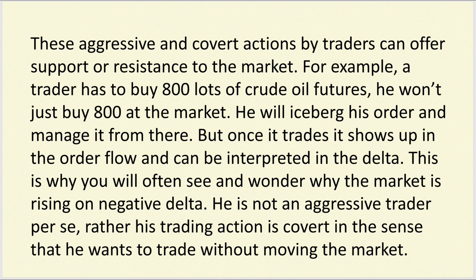That's how a delta can be negative and the market rising, because what's happening is you have aggressive sellers selling into his iceberg bid, and it's registering as an aggressive selling action, even though the buyer is being aggressive in the sense that he's got a lot to buy, but he's hiding. He's not trading in an aggressive fashion in the sense that he's lifting the offer, but he's using a method that's trying to hide his aggressive trading. So it's going to show up in the delta, okay?